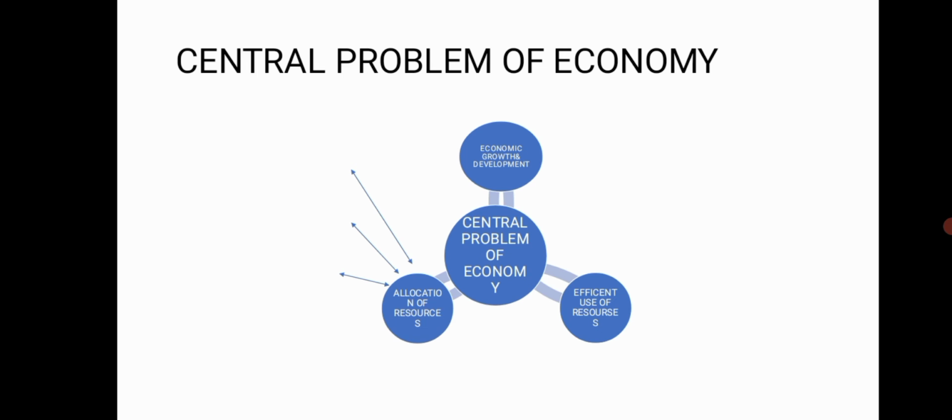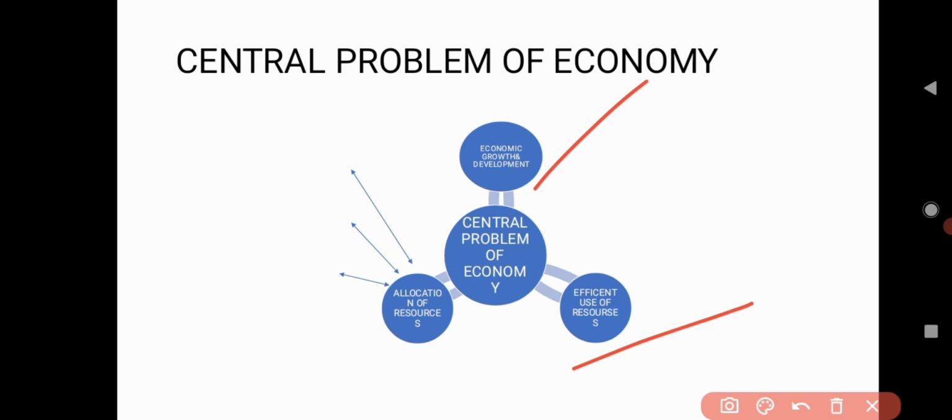Now comes the most important topic of this particular video, that is the central problem of the economy. As we studied, unlimited wants, limited resources and alternate use of resources put us in front of the three main important questions in the economy, that is the central problem of the economy, right? The central problems of the economy are, first, economic growth and development. Yes, we do deal with the central problem of how growth and development should take place in an economy. Then efficient use of these scarce resources, and at the same time allocation of these resources in alternative uses.